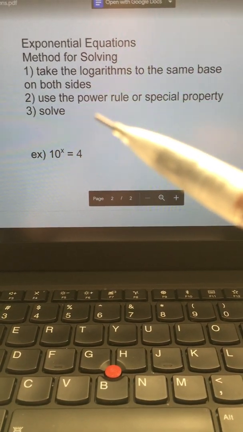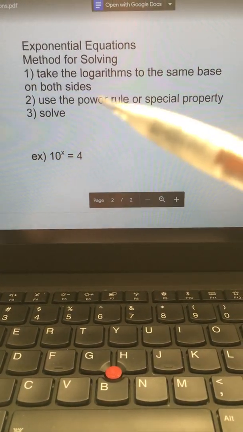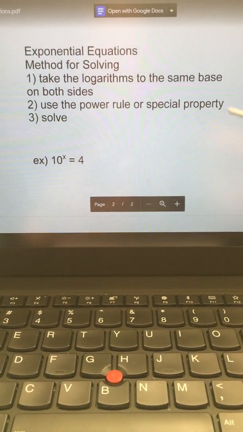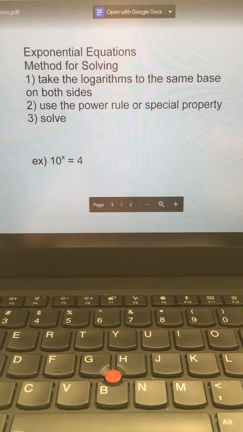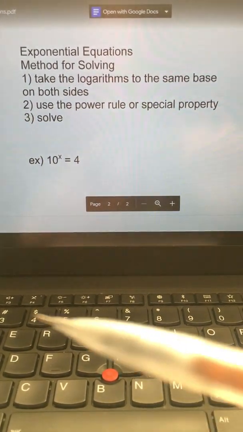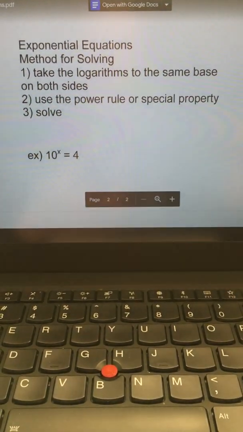And then you can use the power rule, which is basically saying if you write them as the same base, you can set the exponents equal. We can also use some of the special properties when we take the log of both sides, and you'll see that in our first example. But our ultimate goal is to solve. So let's go ahead and get started.